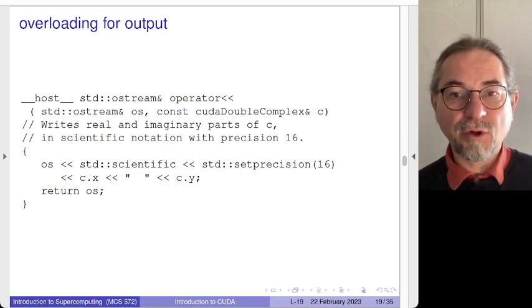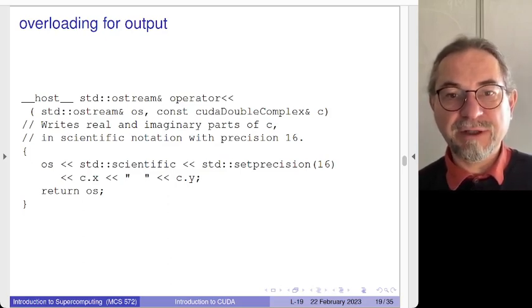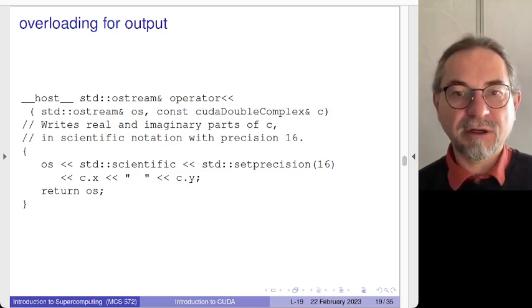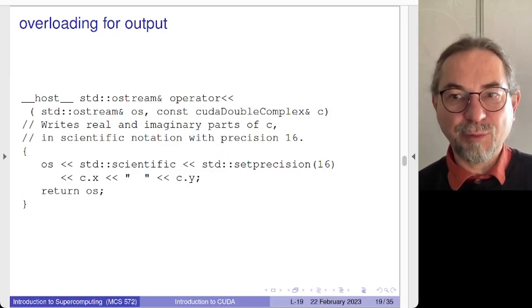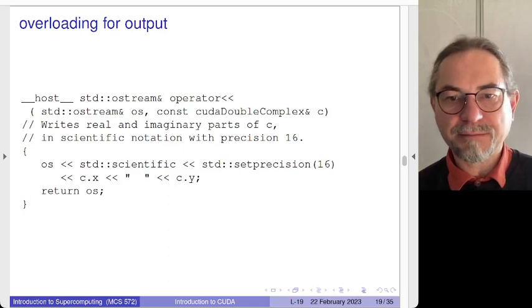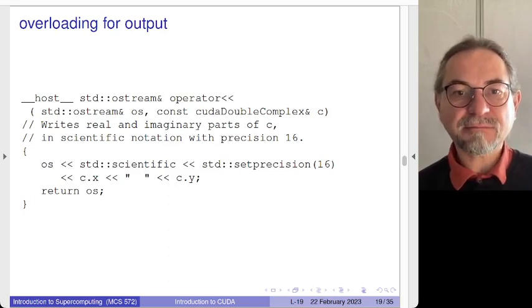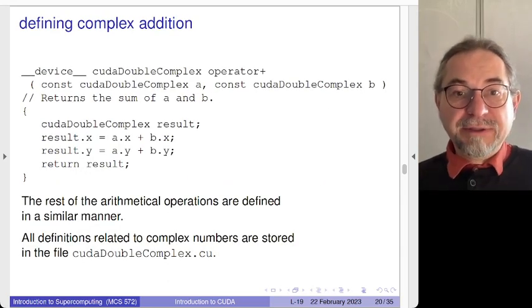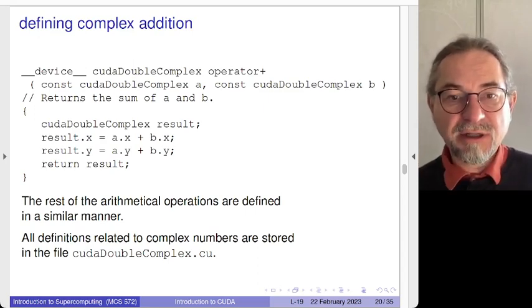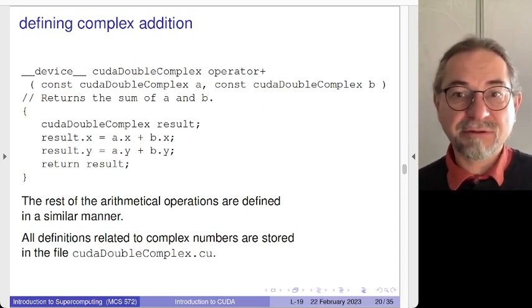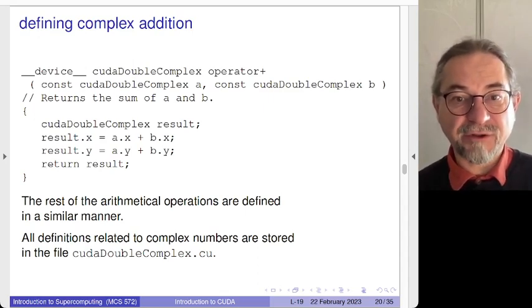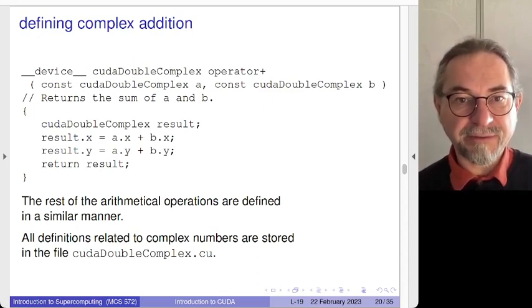Here you see the overloading of the operator to output a complex number. So the real and imaginary part, and we will print everything with 16 decimal places. This is mainly for checking. Okay, so we define complex addition, complex multiplication, complex division. So these are the device functions that are defined.